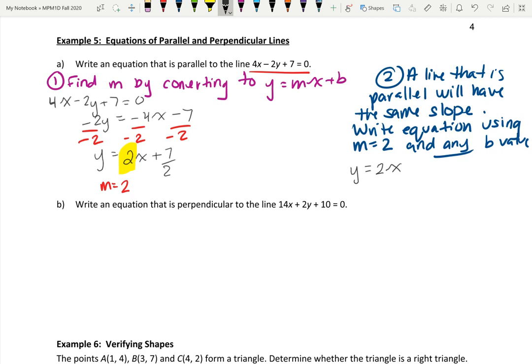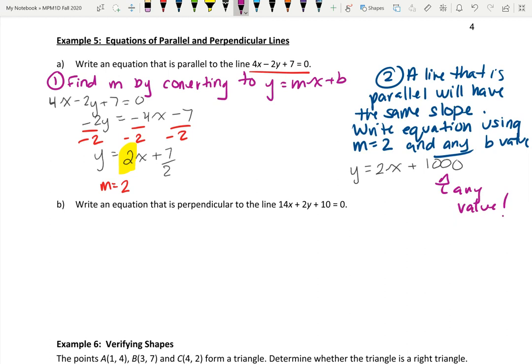Because they're parallel, the b's don't have to be the same. If the b's were the same and the slope was the same, that means the lines are right stacked on top of each other. So parallel lines just means that the slope has to be the same. The b-intercept could be anything. So I don't know, I can write plus 1,000. It doesn't actually matter. This can be any value.